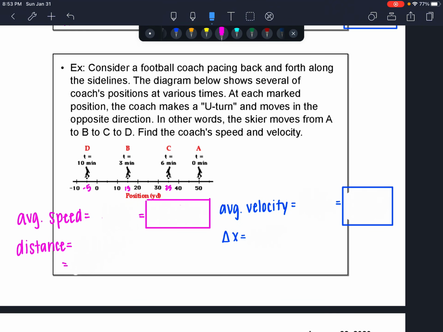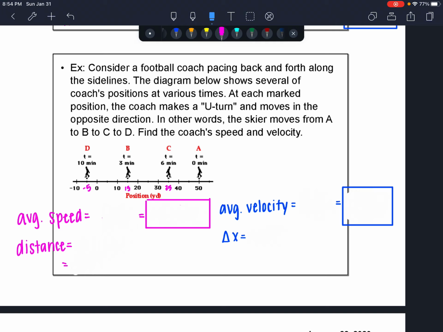Consider the football coach pacing back and forth across the sidelines. The diagram below shows several of the coach's positions at various times. At each marked position, the coach makes a U-turn and moves in the opposite direction. In other words, the coach moves from A to B to C to D. Find the coach's speed and velocity.